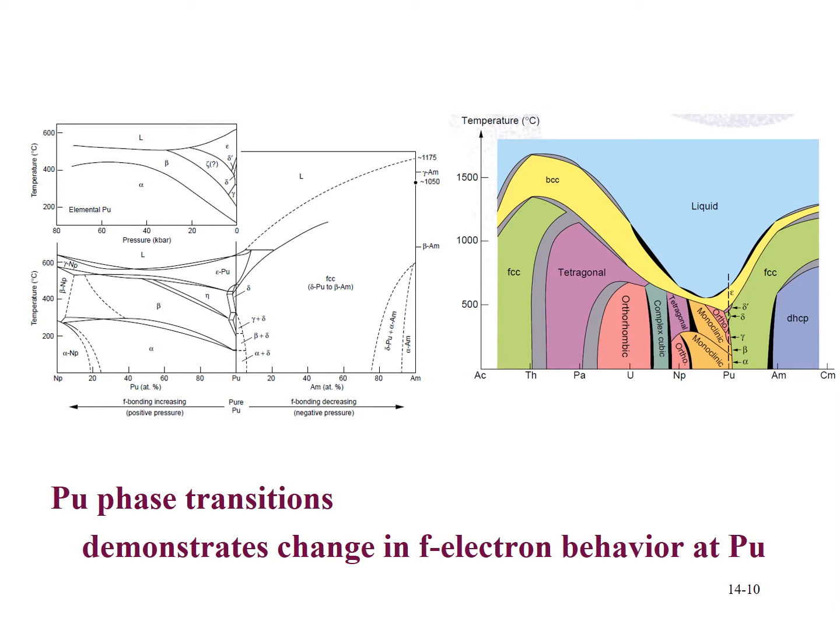Another way of viewing this f element behavior in the actinides is shown here. As we go from neptunium to plutonium, we see the phases get more complex, and then as we go beyond plutonium, the f bonding decreases and the phases become much simpler. This is also observed here, where we get simple phases. We start increasing, we go up to plutonium, the phases become more complex. We're increasing the f orbital behavior and f orbital interactions in the materials. And then once we get beyond plutonium towards americium, the systems become much simpler.